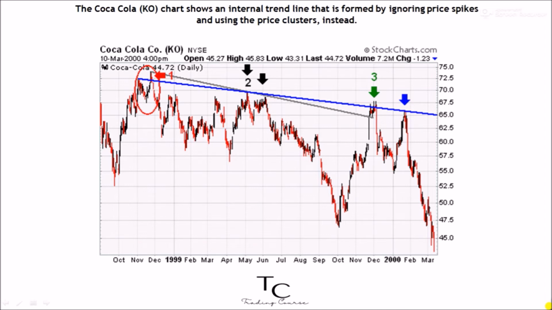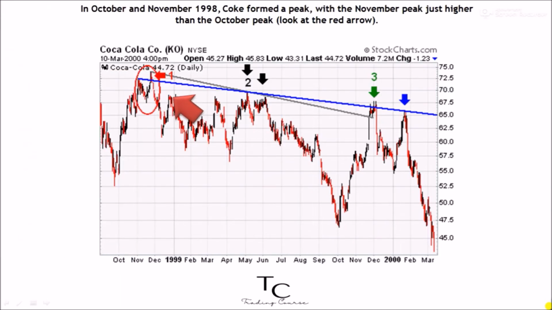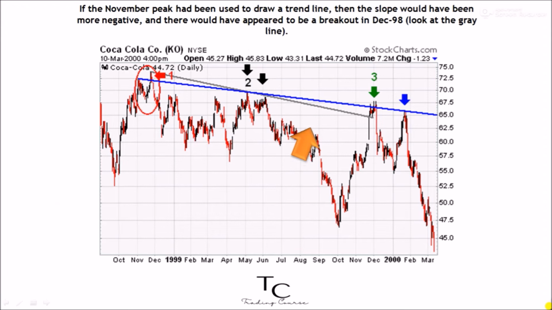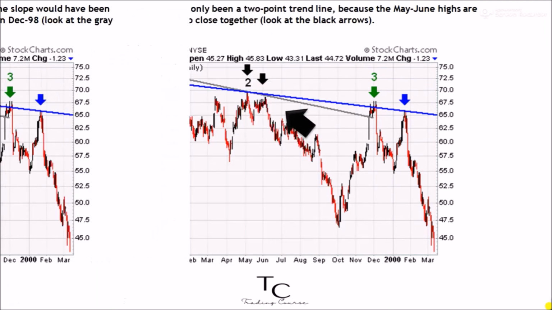clusters instead. In October and November 1998, Coke formed a peak, with the November peak just higher than the October peak. Look at the red arrow. If the November peak had been used to draw a trend line, then the slope would have been more negative, and there would have appeared to be a breakout in December 98. Look at the gray line.